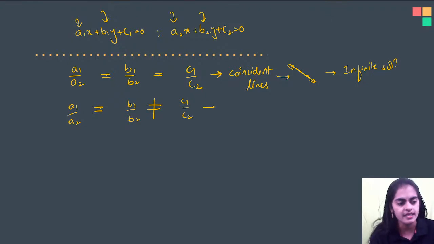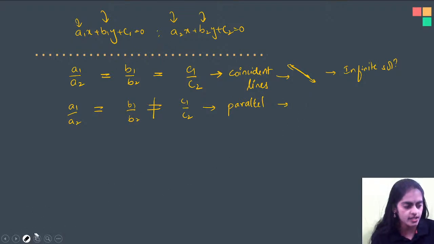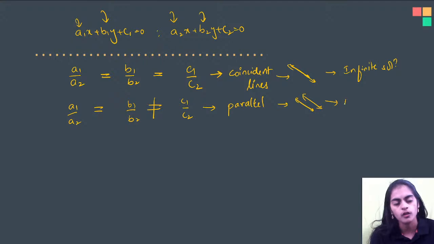And you know, parallel lines have how many solutions? They have no solution, because there is no common point. A solution is a common point between the two lines. So these are parallel lines, and parallel lines have no solution.